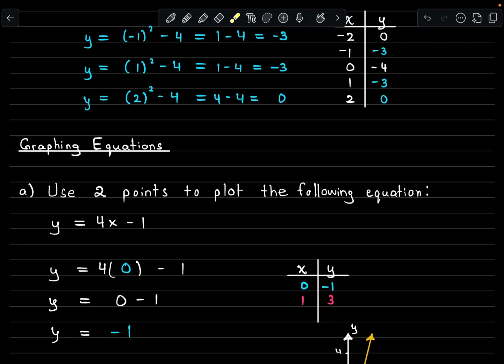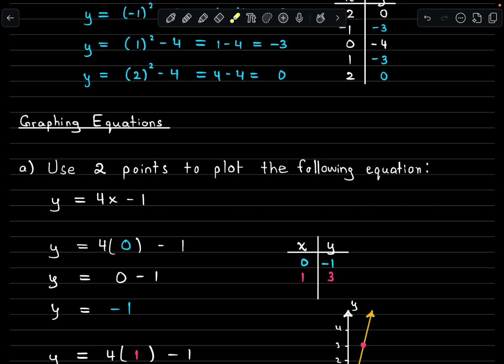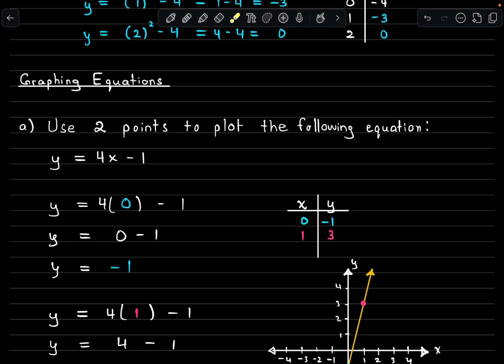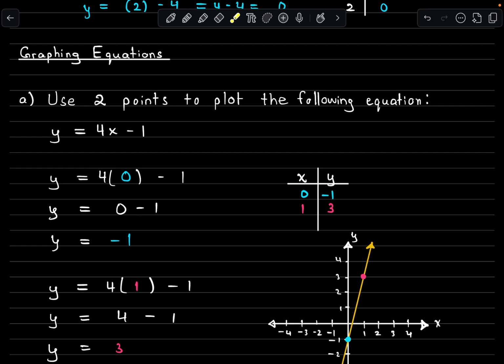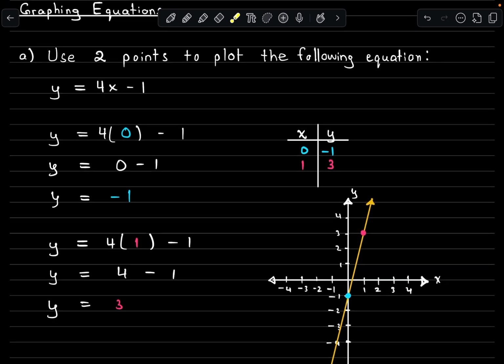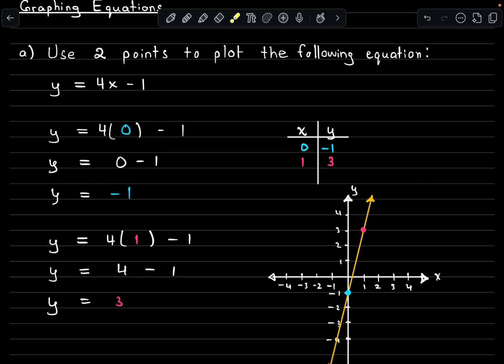We do the same thing with x is equal to 1, and we're going to get y is equal to 3. 4 times 1 minus 1. 4 minus 1 is 3. Okay, so our points here are (0, -1) and (1, 3).